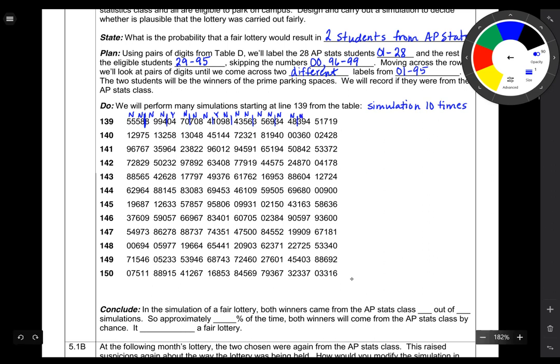39 is no. 94 is, or I'm sorry, 45 is no. And lastly, 17 is yes. It's from AP Stats. And 19 is yes. So we've done 10 simulations. And so in a simulation of 10 times, your probability is 1/10 that both are from AP Stats.